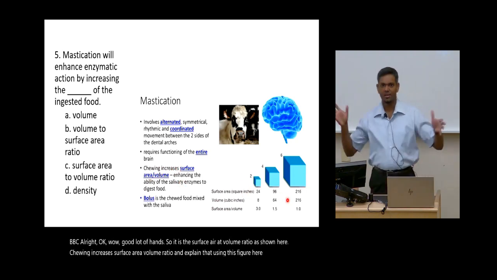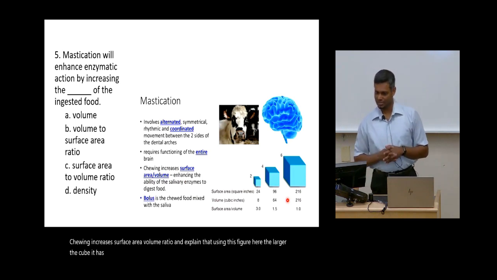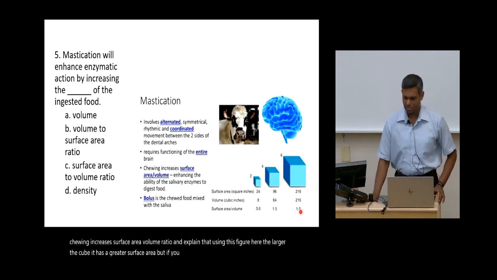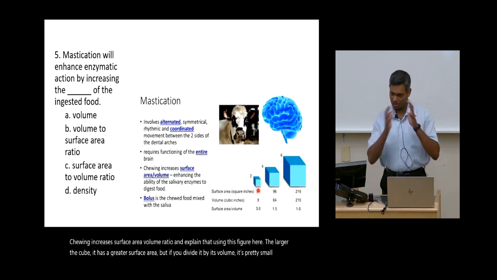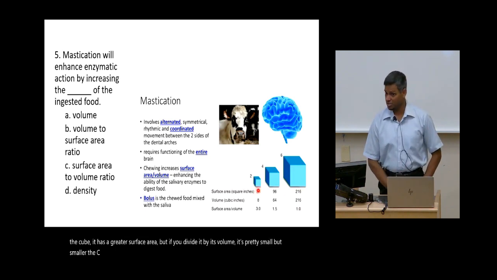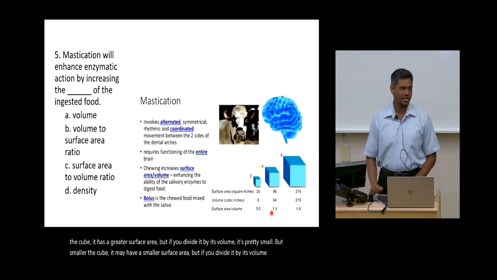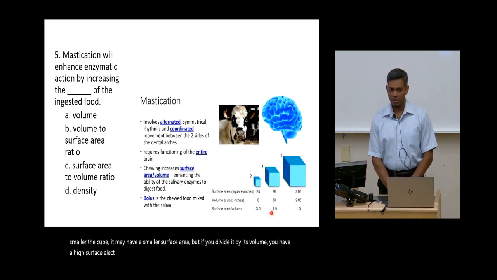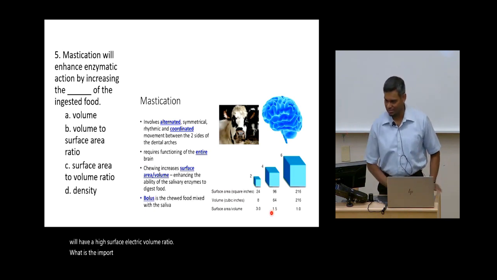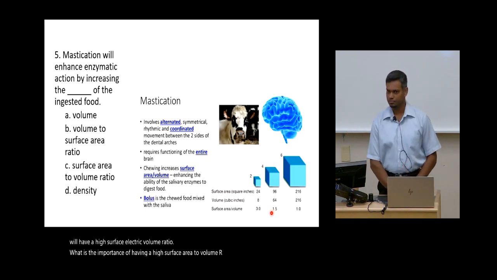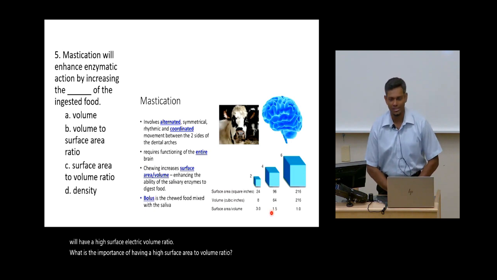The larger the cube, it has a greater surface area, but if you divide it by its volume, it's pretty small. But the smaller the cube, it may have a smaller surface area, but if you divide it by its volume, it will have a high surface area to volume ratio. What is the importance of having a high surface area to volume ratio? Why is it important?